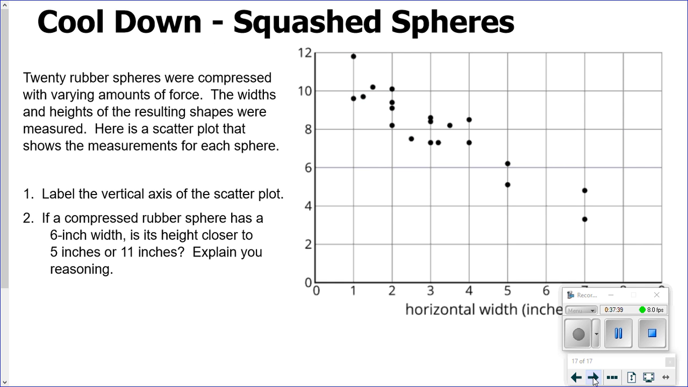You should have that in your notes at the bottom of page 6 at this point. And when all of your notes are solidified, you can go ahead and get started on the 6.1 cool down, squashed spheres. As soon as you're done filling out this cool down, please turn it into the inbox. And should you finish everything early, you can go back and try the Are You Ready for More? And then work on the practice problems on pages 7 and 8 in your workbooks.